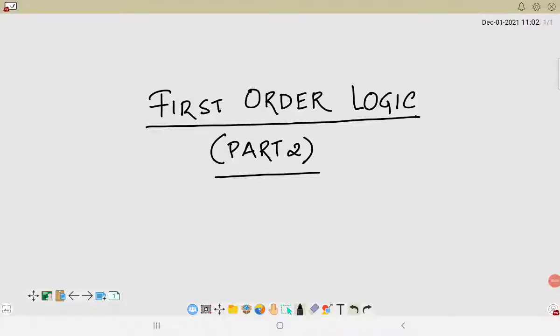In this video, we will be talking about first order logic. We will continue with whatever we have left in our last session. So in today's video, we will be talking about free and bound variables, and we'll also look into one complicated example through which we can represent knowledge.